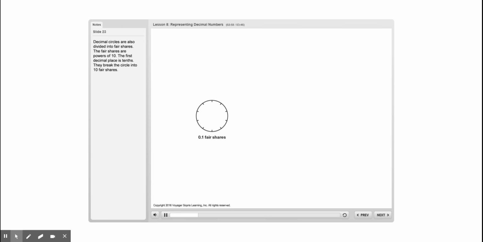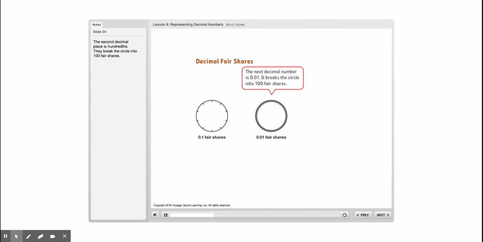Decimal circles are also divided into fair shares. The fair shares are powers of 10. The first decimal place is tenths. They break the circle into 10 fair shares. The second decimal place is hundredths. They break the circle into 100 fair shares.